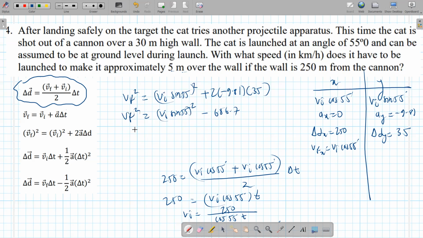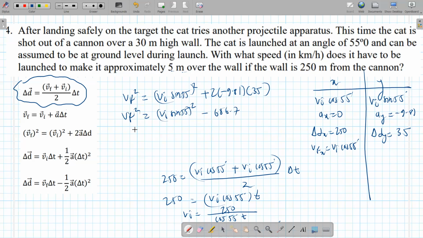Does that help us? We can add 686.7, right? Bring it to the other side and then divide.